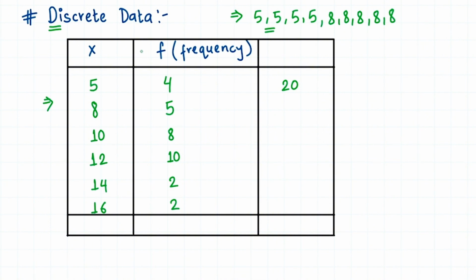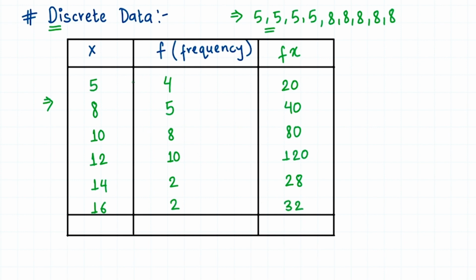So what we did here is we are multiplying this x with our f, right? Or we could say we are multiplying f and x, okay? So fx. So 5 times 4 is 20, right? Similarly, 8 times 5 is going to be 40. And then 10 times 8 is going to be 80. 12 times 10 is going to be 120. And then 14 times 2 is going to be 28. And finally, 16 times 2 is going to be 32.